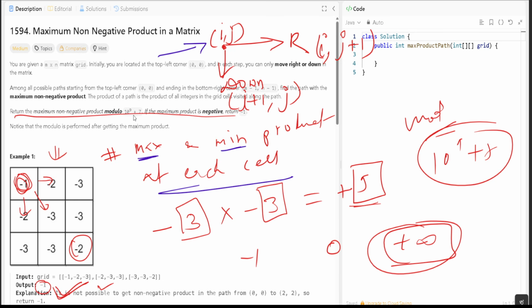So there is a tricky twist: if negative numbers are there, a path with many negative numbers can flip to positive numbers. Let's suppose in this case negatives are there, and you are getting the positive value. So you can't just track the max product, you must also track the min, meaning the most negative value also. That is why I'm saying take the max and min product. So these things we have to understand.